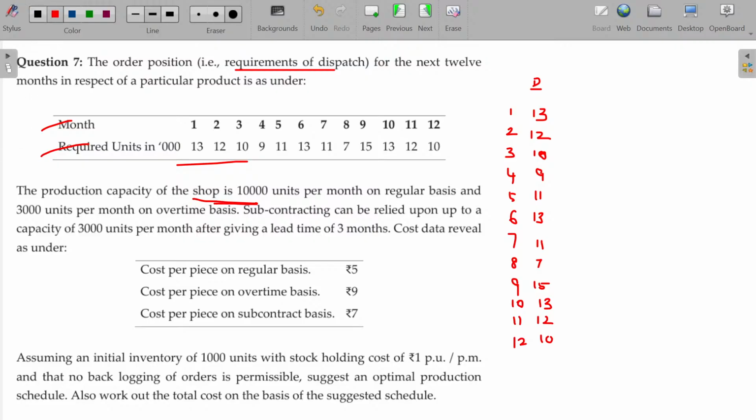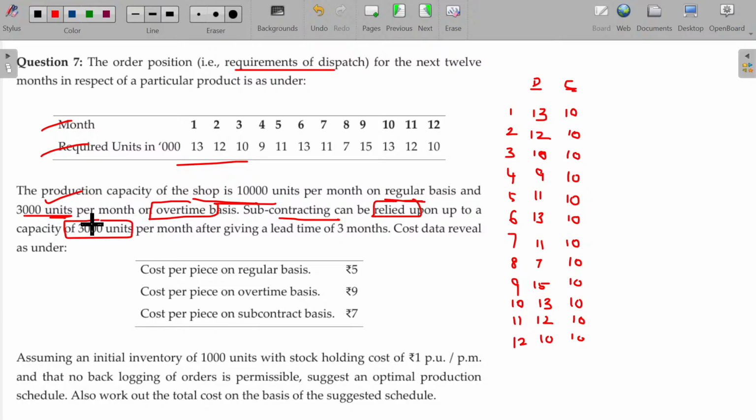The production capacity of the shop being 10,000. What is the capacity? You are capable of producing 10,000 units every month. Okay. Clear? On regular basis, and 3,000 units per month on overtime basis. You can depend on overtime also. Using overtime, you can produce another 3,000 units. Subcontract can be relied upon up to another 3,000 units per month.